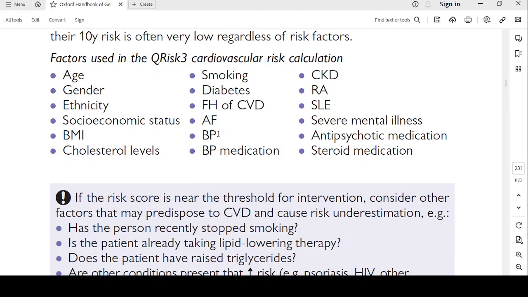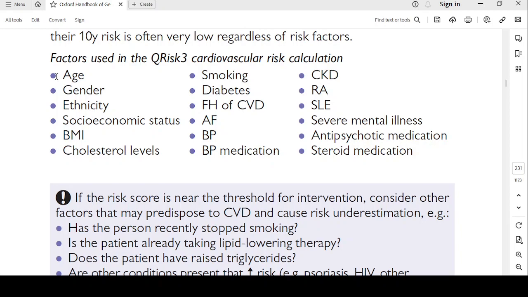atrial fibrillation, blood pressure medication you're taking, CKD, rheumatoid arthritis. See, these are two connective tissue disorders also there. Rheumatoid arthritis, SLE, and severe mental illness, antipsychotic medication, and steroid medication.